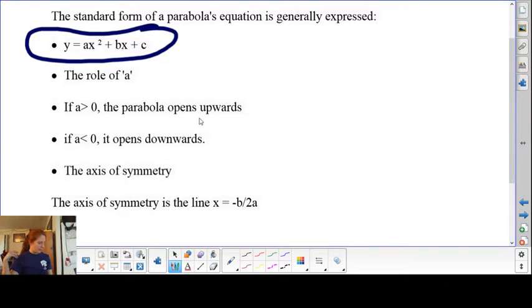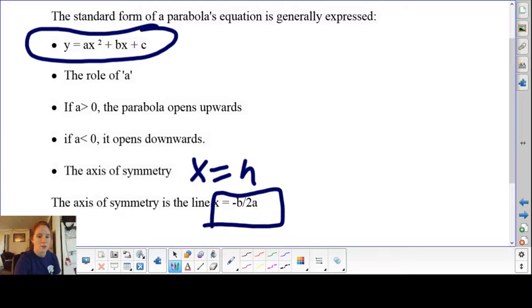Again, talking about the a, it's the same idea here. If it's bigger than 0, it opens up. If it's less than 0, it is going down. The axis of symmetry is still the line x equals h, and in order to figure out where that's at, we're going to use this little formula right there.